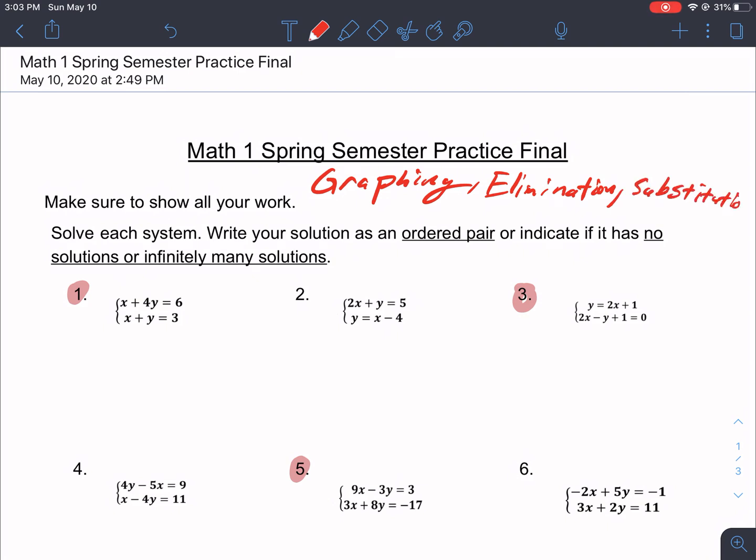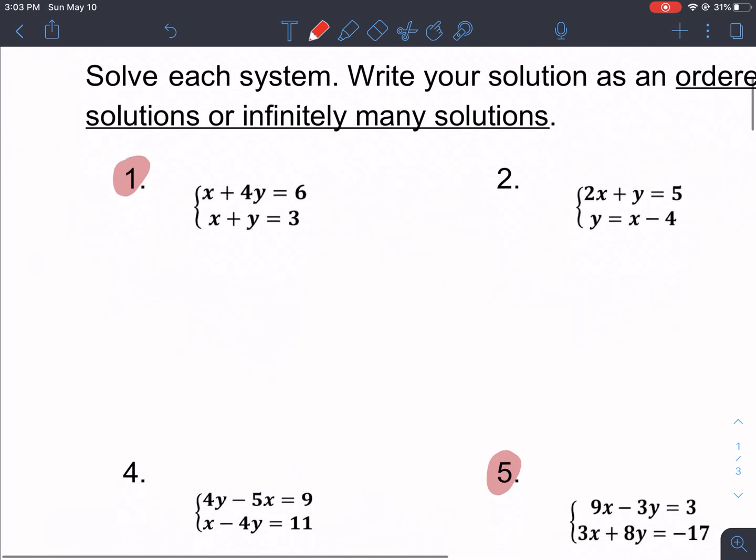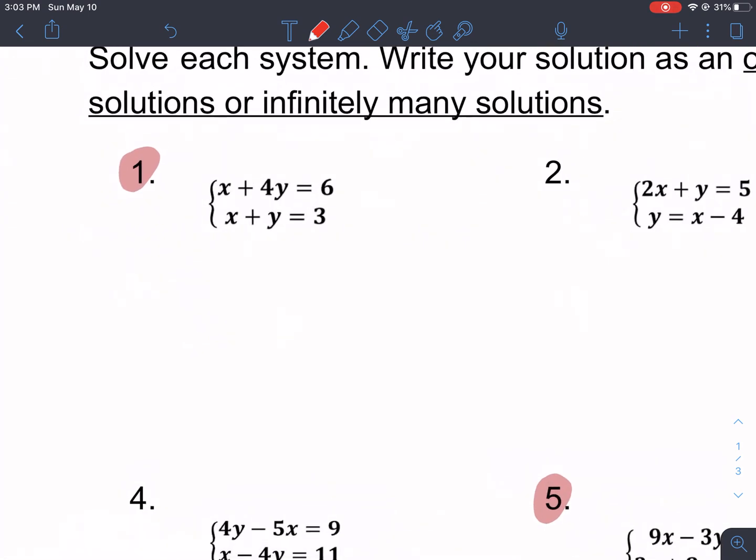Remember, you have to use certain methods for certain situations. A lot of you like to brute force elimination and say, you know what, I'm going to make elimination work, I don't care what happens, and it's not always going to work. You'll see how in a minute. For number one, for example, it really doesn't matter if you use elimination or substitution.